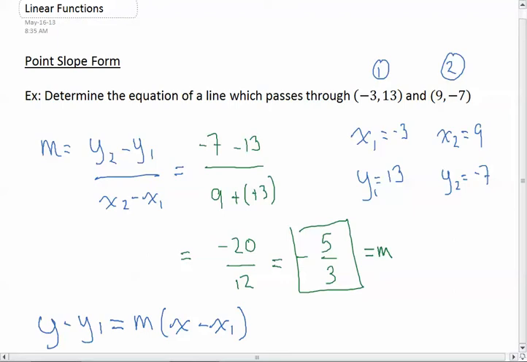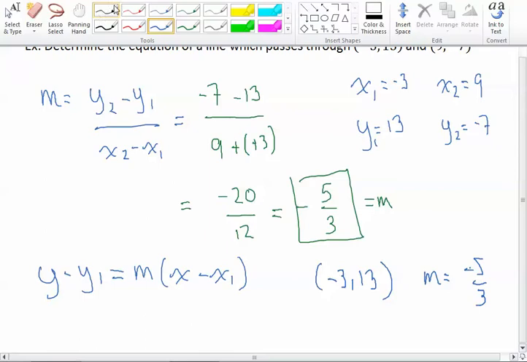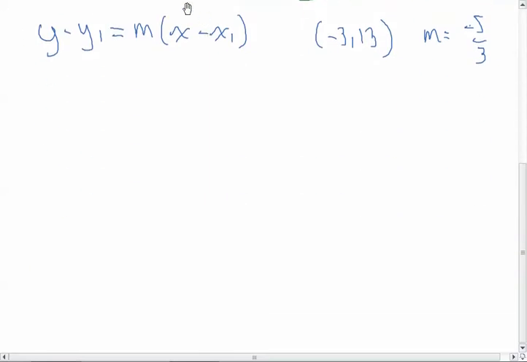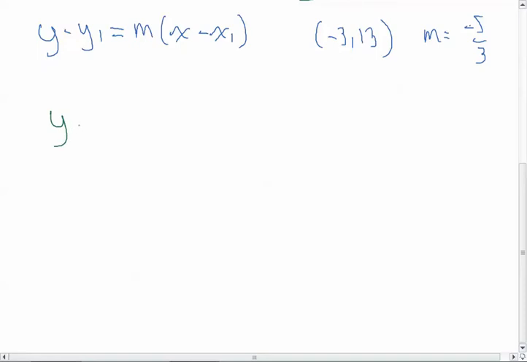So I'm going to use my first point here. So we're going to have negative 3, 13, and I'm going to have a slope equal to negative 5 over 3. So I'm just going to scroll up here. So substituting in for these values, I'm going to have y subtract 13 is equal to negative 5 over 3 onto x plus 3. Okay, so I did the fast method. I know if I'm subtracting a negative, it's the same as adding a positive.